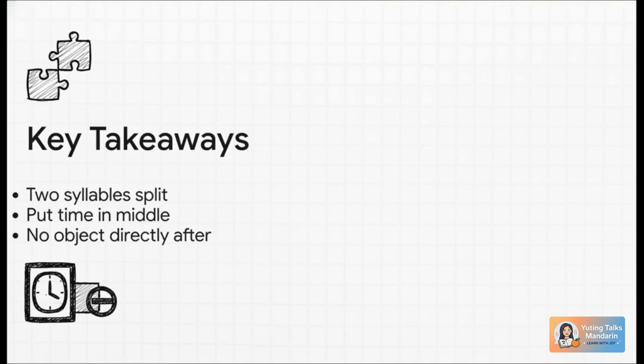Let's do a really quick recap of the 3 major things we learned today. Number 1, detachable words are 2 syllables that act like puzzle pieces. They can stay together or pull apart. Number 2, put your time durations right in the middle of that split word. And number 3, never add objects at the very end of the word.